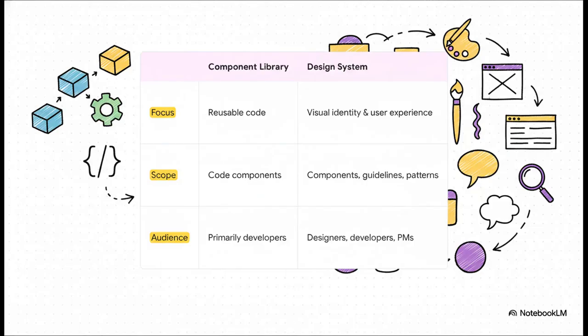Let's put them side by side to make it super clear. A component library on the left is really focused on reusable code. Its main audience, developers. But a design system on the right blows that out of the water. Its focus is the entire visual identity and user experience. It's for designers, developers, product managers, everyone. The library is just one part of the system. The system scope is just so much bigger.